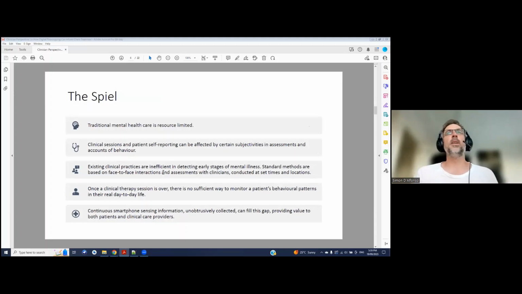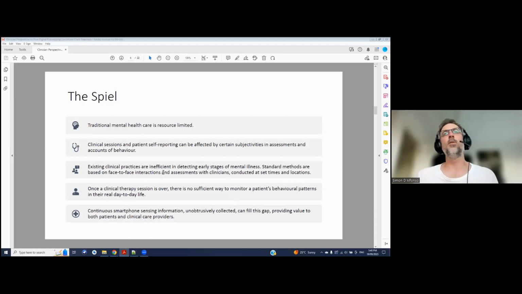And this is the spiel I generally use to sell this possibility of digital phenotyping in a clinical mental health space. First point is that traditional mental health care is resource limited. Second, clinical sessions and patient self-reporting can be affected by certain subjectivities and assessments and accounts of behaviour. Third, existing clinical practices are inefficient in detecting early stages of mental illness. Standard methods are based on face-to-face interactions and assessments with clinicians conducted at set times and locations.